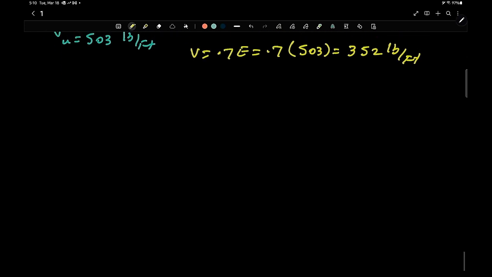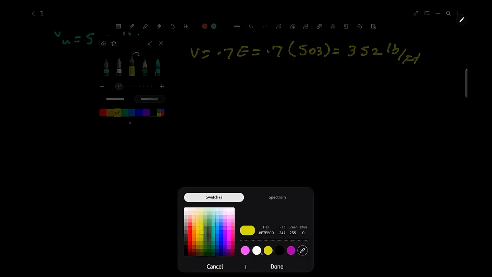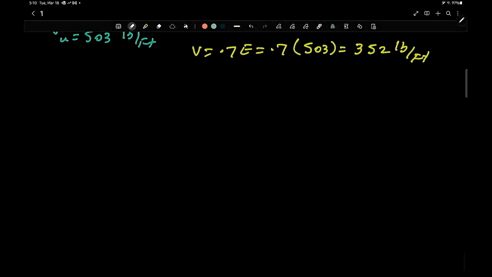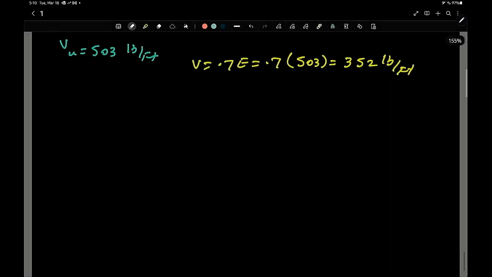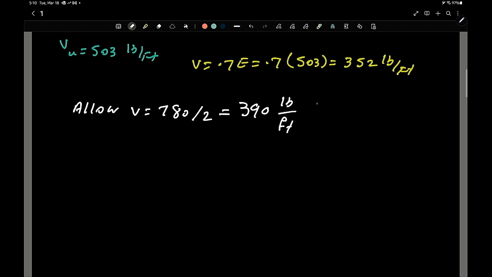Okay, change color for good luck, and we say allowable is V was 780, divide that by 2, and that will give us 390 pound per foot, which is bigger than right there, 352 pound per foot.